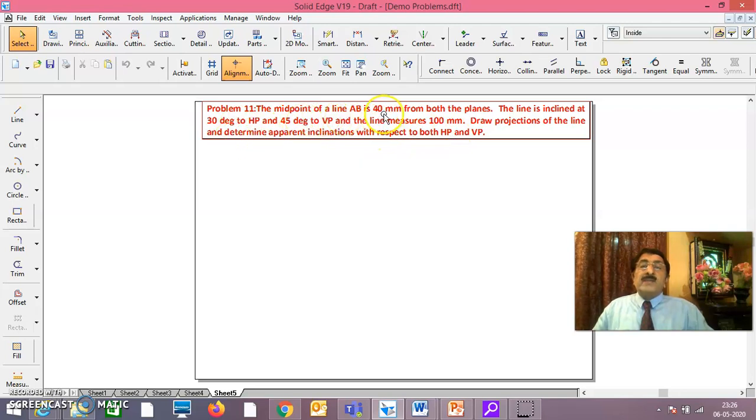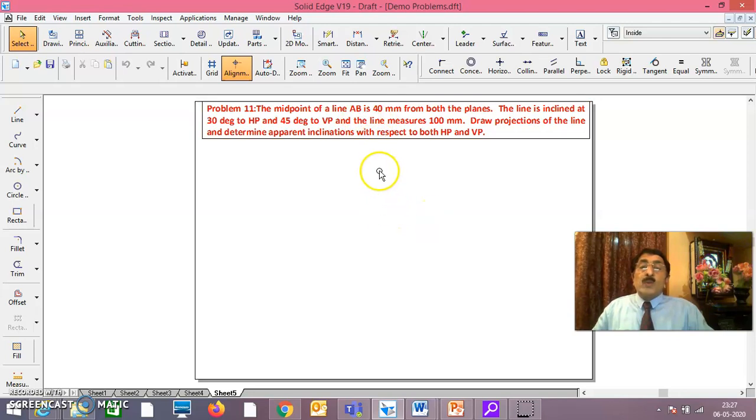Okay. The midpoint of a line AB is 40 mm. If they don't give it, you can take anything, 50 or 60 or 70. Irrespective of this distance, your projections, front view length and top view length with corresponding inclinations won't change. This is not dependent on that. But the only thing is, I'm rotating this line with respect to the midpoint only, not the end point. In the earlier sessions on projection of lines, if I rotated the line with respect to A, only B used to rotate. A was a fixed point, B was a rotating point.